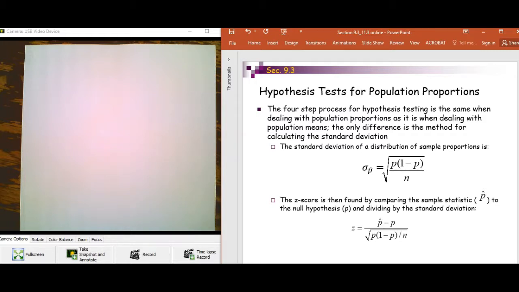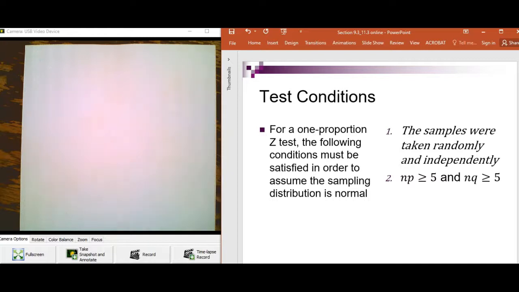There are some test conditions for this one proportion z-test. Recall that from chapter 7 we found the sampling distribution for sample proportions was normal if two things happen. Of course, we need to take our samples randomly and independently of one another, and our sample size condition here: np must be greater than or equal to 5, and nq must be greater than or equal to 5. So of course we would want to check that before we start our hypothesis test.